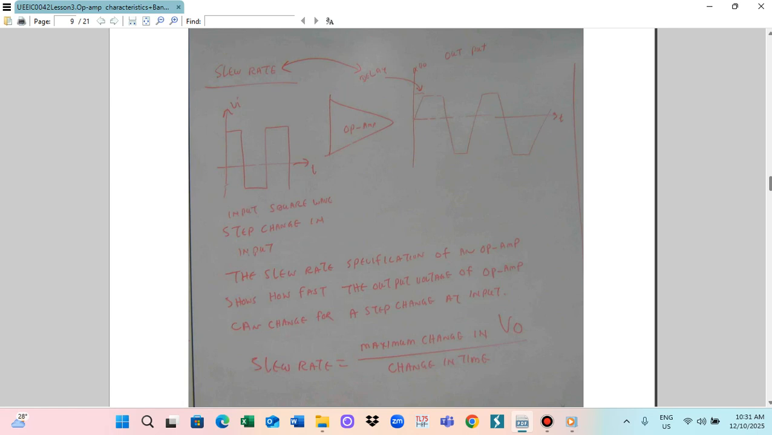A Cartesian shape. So this is the output, this is the time axis and this is VO. The input waveform is a square wave, and the output waveform you can see like this. So this is the slew rate. Slew rate means how fast the output voltage of the operational amplifier can change for a step change at input. So if we have the time delay, this is the delay, and this is related to the slew rate.